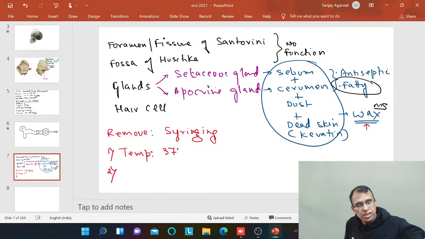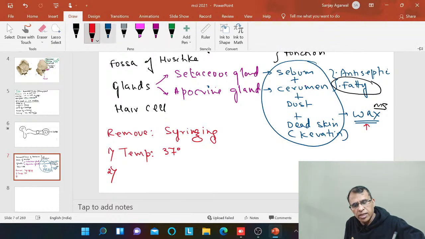37 degrees. Because this is the same as body temperature. We use the water of body temperature. Right. Good. Alphaz and Dharmesh, you are right. Because this is the same as the body temperature. If you don't use this temperature, if you use more than this or less than this, what will happen?